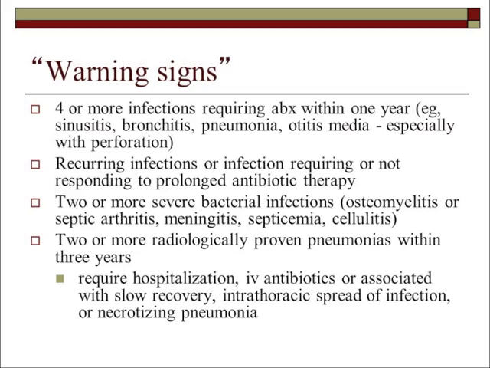2 or more severe bacterial infections, such as osteomyelitis, meningitis, septicemia. That's weird, right? Somebody that's immunocompetent should not be having recurrent meningitis or recurrent bacteremia. So that's something that will trigger you to think, even osteo. And we're talking no trigger, so no hardware, there's no reason for them to have osteomyelitis, no IV drug use, etc. Or 2 or more radiologically proven pneumonias within 3 years, and specifically if they had to be hospitalized, they required IV antibiotics, it took them forever to get better, or it had intrathoracic spread, or necrotizing pneumonias, etc.